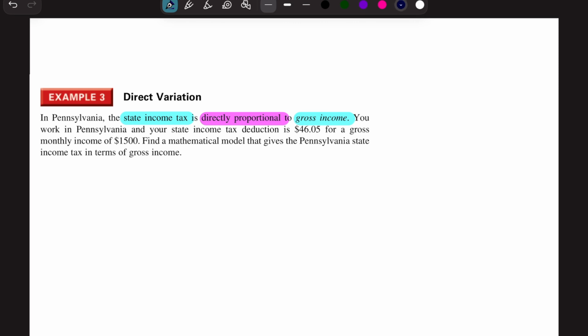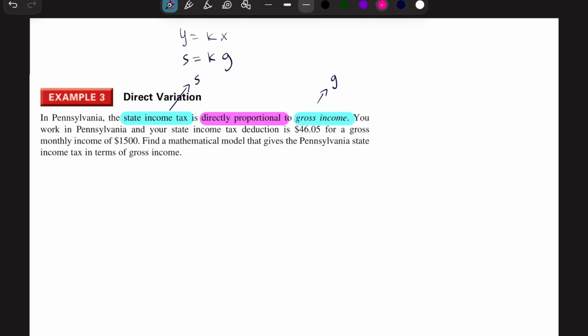We're going to be thinking, okay, this is going to be in the form of y equals kx, although our variables don't have to be necessarily x and k. They can be whatever we want them to be. So for example, I'm going to call state income tax, let's call that S. And we'll call gross income G. Okay. Then S is directly proportional to G. That means S equals KG.